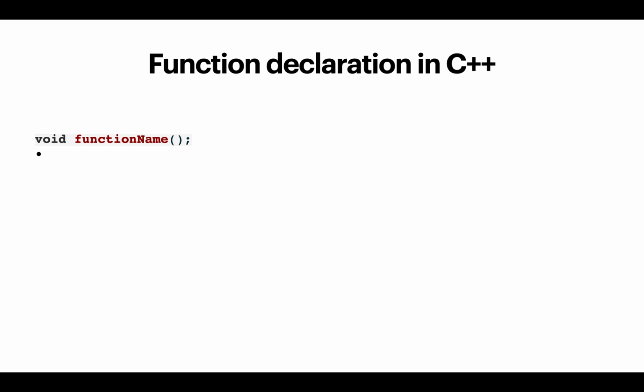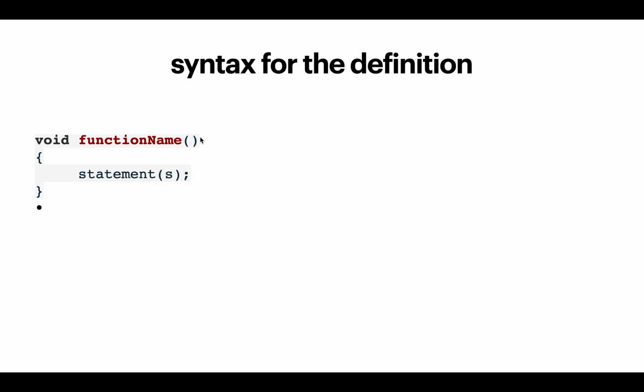Here we can see a function declaration, a single line. It has no return type, void, and it has no parameters. Here we can see a syntax for the definition. So we see the declaration without the semicolon and all the statements that build this function.